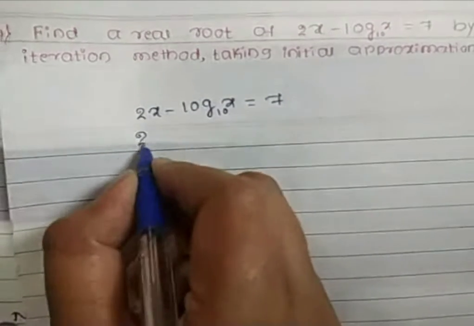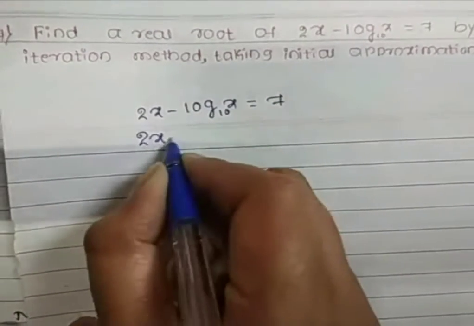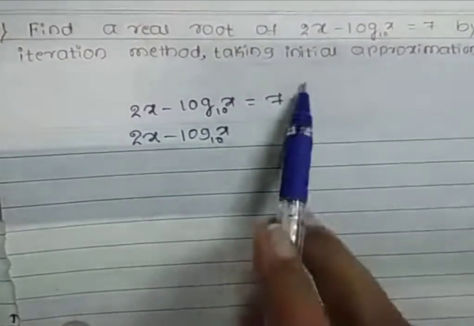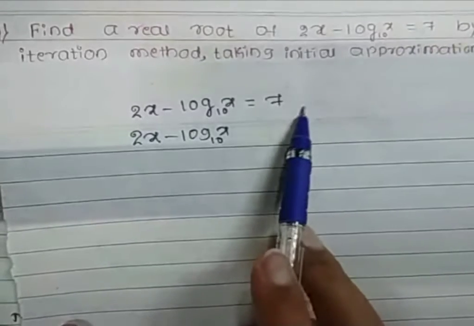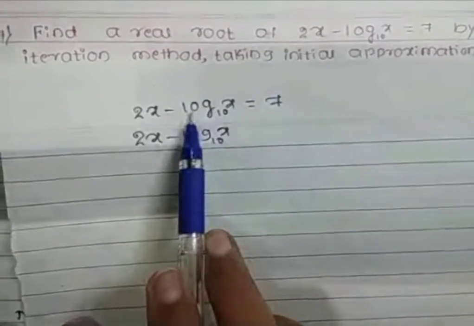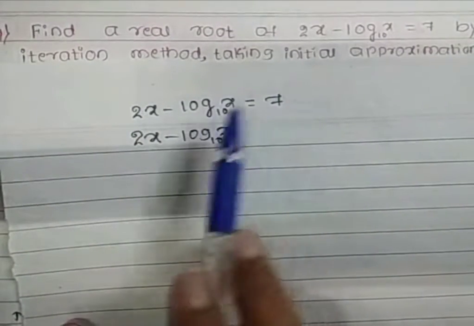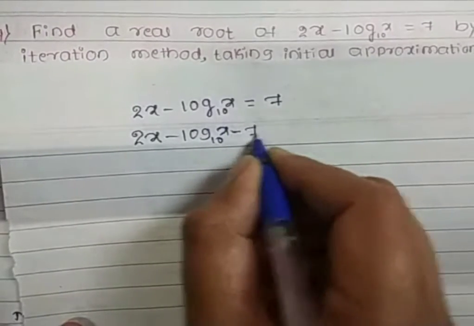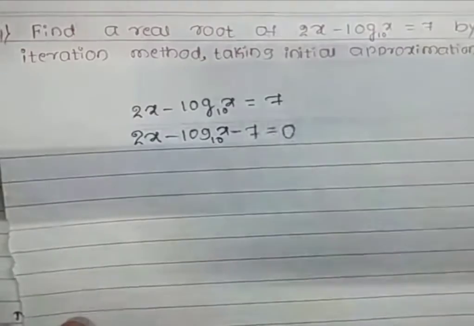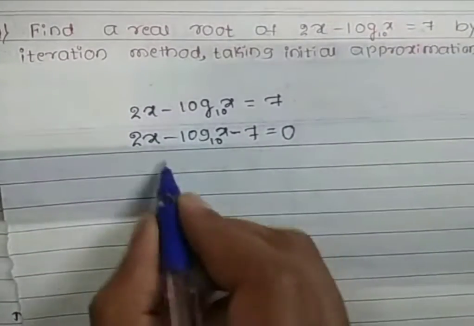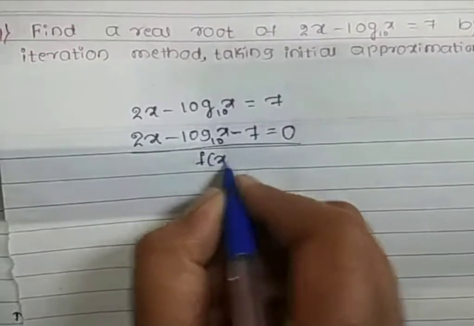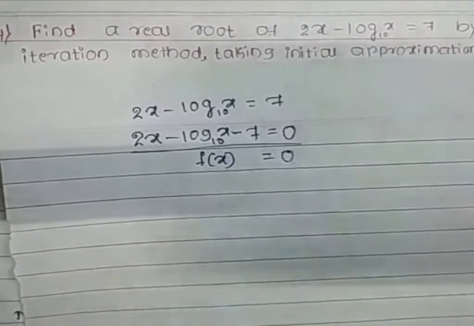For that, write 2x as it is, minus log x to the base 10 as it is. Take plus 7 from the right side of the equation to the left side. So plus 7 taken to the left side will be minus 7, which is equal to 0. Now we can say that the given equation is in the form of f of x is equal to 0.